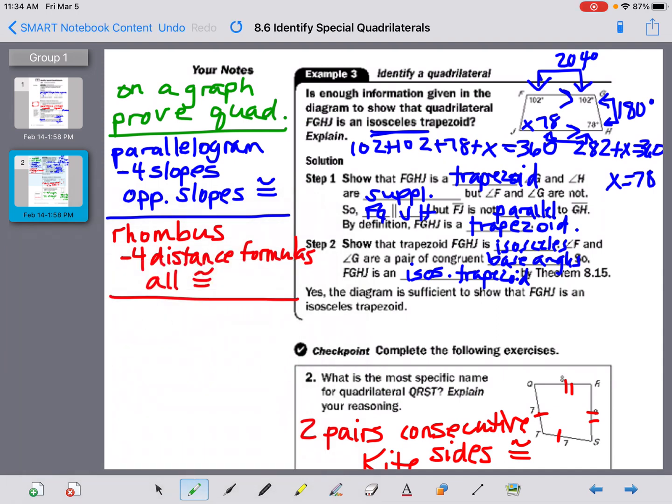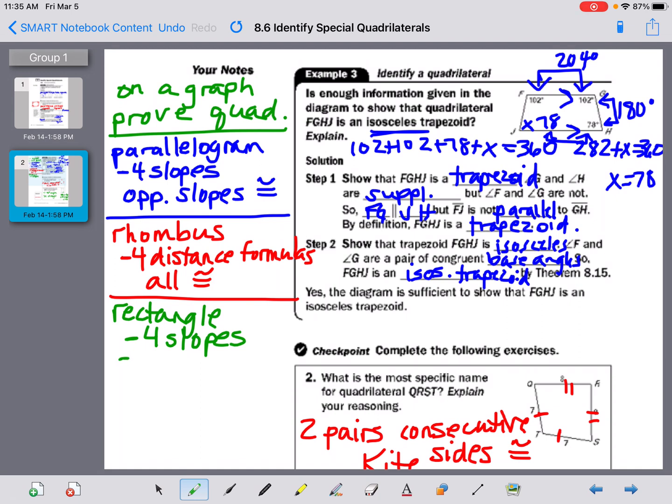Our next one was a rectangle. How can I prove that I have a rectangle on a graph? Okay? Well, we're going to kind of go back to that parallelogram. What's special about a rectangle is those 4 right angles. How can I prove a right angle? Well, that same way we did parallelogram. We're going to go for 4 slopes, okay? We can count them. We can use the distance formula, whichever one you need to do.